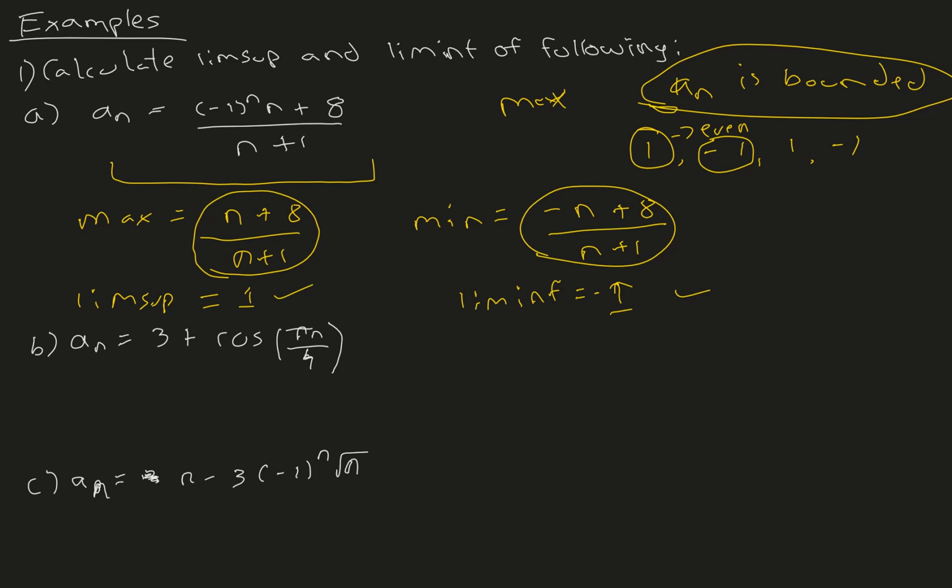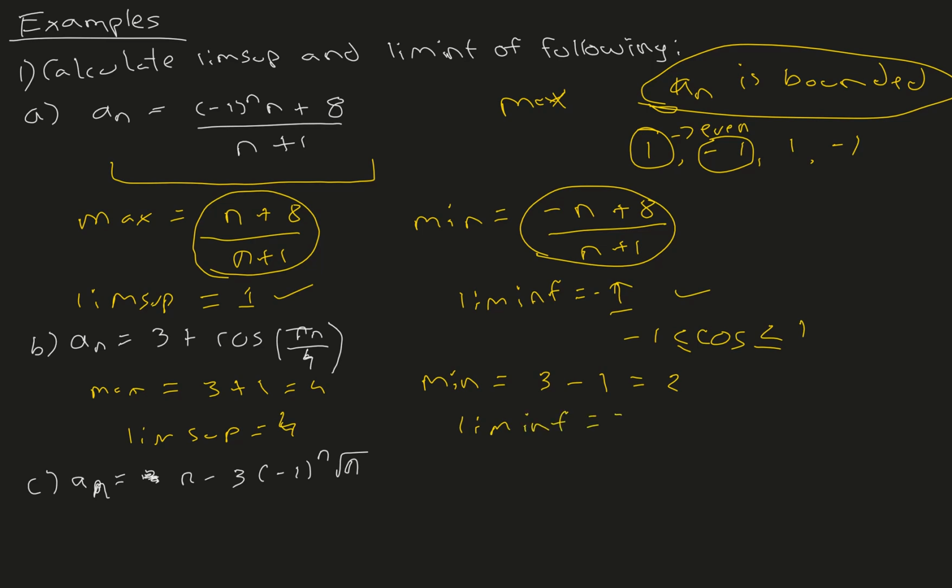So the same goes for part B. We know that cos oscillates between 1 and -1. So it never goes greater than 1 and it never goes less than -1. So the maximum is when this will be 3 plus 1, and the minimum is when cos will be -1, when it will be 3 minus 1. In this case, we have 4 and we have 2. So the lim sup is just 4, and lim inf is 2, and we're done.